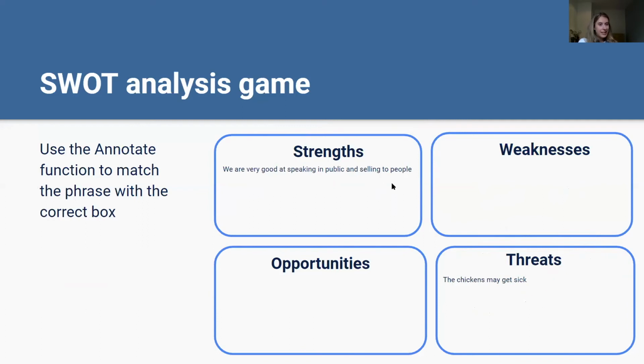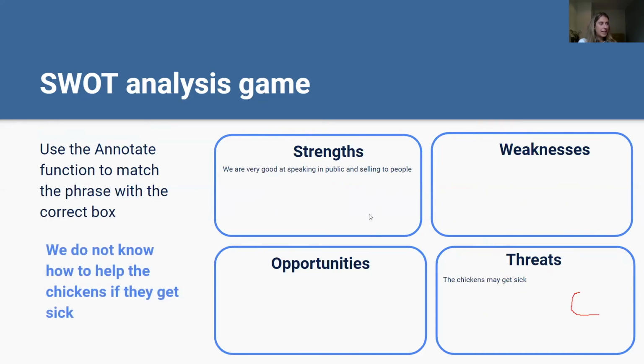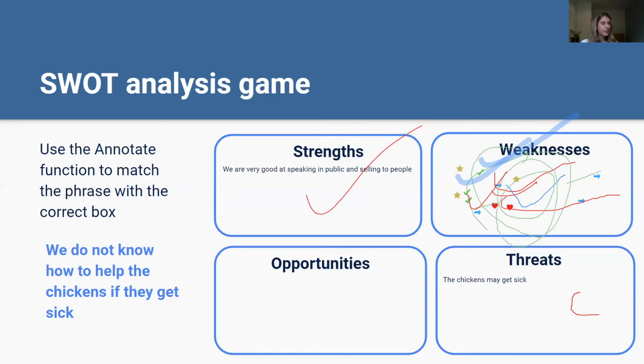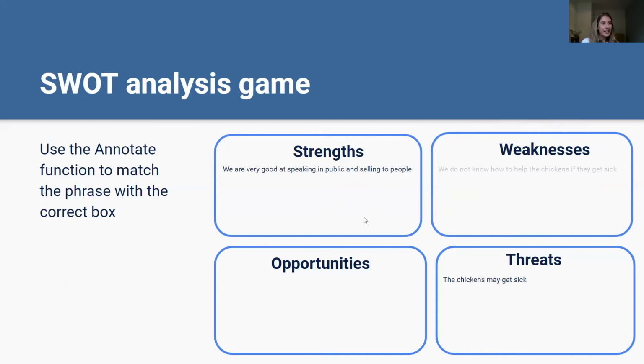Okay, the next phrase is, we do not know how to help the chickens if they get sick. What is that? A strength, a weakness, an opportunity, or threat? Okay, you're getting quicker at this. Most people are saying it's a weakness. A couple of people think it's a threat. One big tick for strength. And the answer is, amazing. Most of you have got it right. It is a weakness because it's knowledge and skills that you lack within your team. Very good so far.